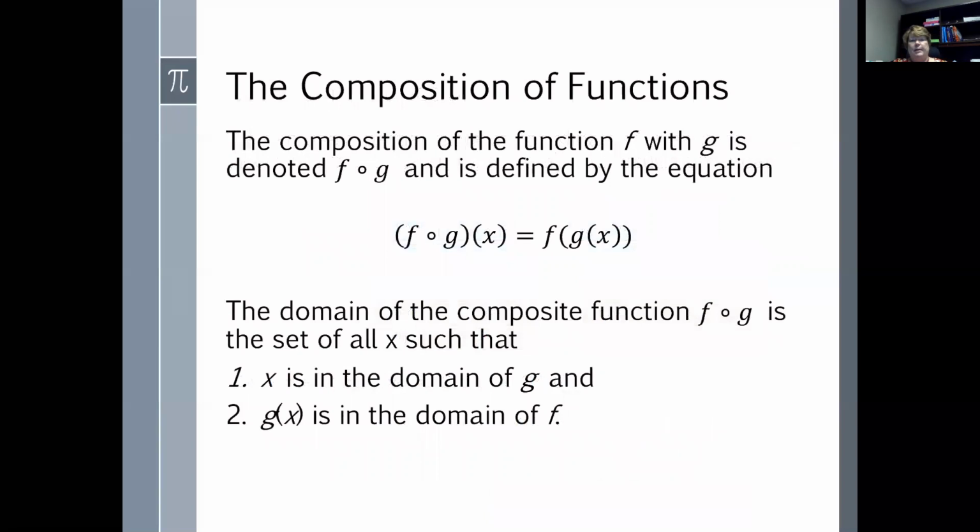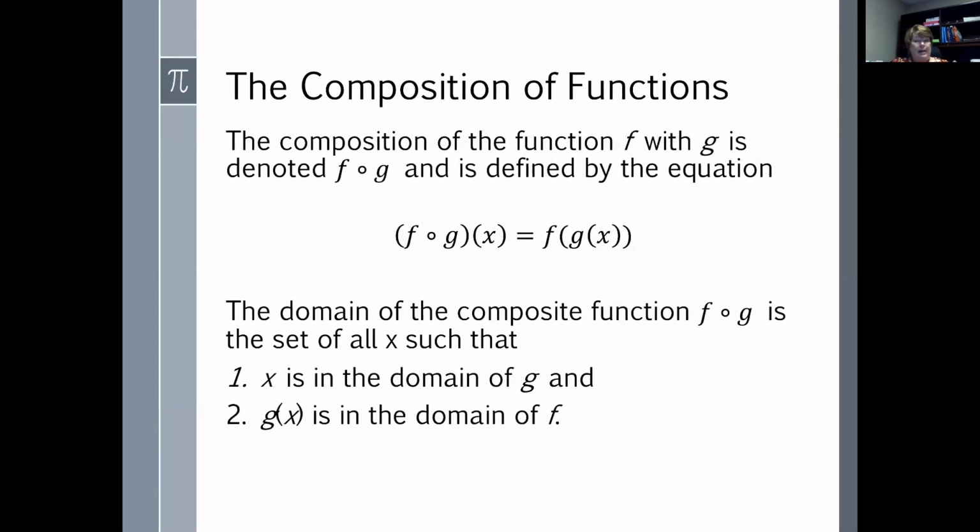So here's the definition of the composite function. The composition of the function f with g is denoted by f dot g, and is defined by the equation f composed with g of x is f evaluated at the output g of x. So f composed with g of x is f at g of x.